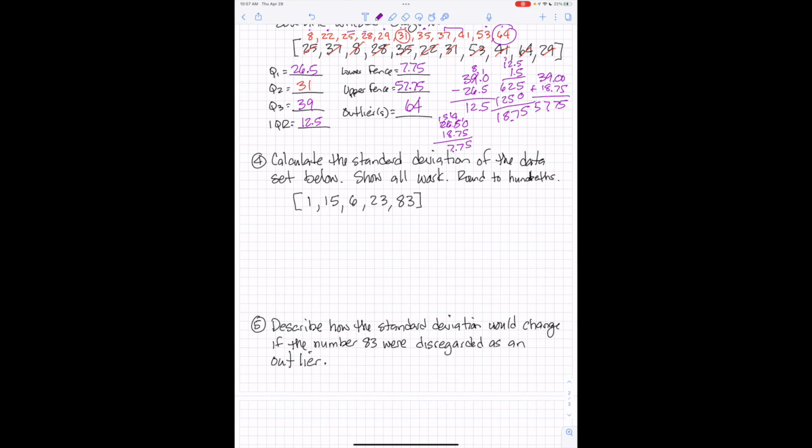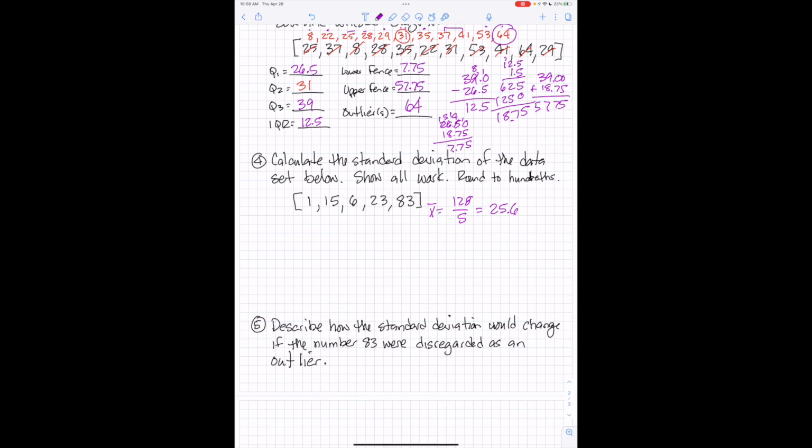So the first thing we're going to do is we're going to find the mean of this data. So I'm going to add all this data up and divide it by 5 because there are 5 terms. So 83 plus 23 is 106. 106 plus 6 is 112. 112 plus 15 is 127. Plus 1 is 128. So 128 divided by 5. Let me do that real quick on my calculator. 128 divided by 5, 25.6. So the mean is 25.6. That is the mean. That's this.